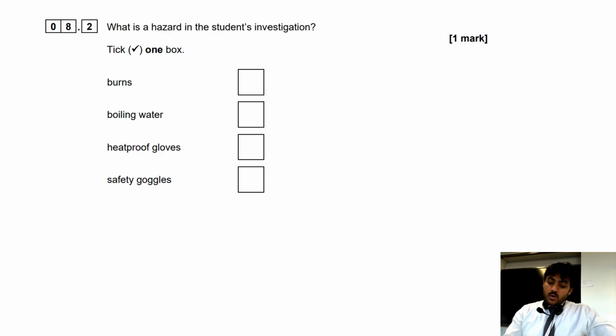Next one. What is the hazard in the student's investigation? Or hazard, what does that mean? It means something that could cause something to go wrong. Not 'summit', that's rubbish. Something that could cause something to go wrong. Now, burns is something going wrong. Boiling water could cause something to go wrong. So that is my hazard. Heat-proof gloves, that is safety equipment that I'm wearing. Safety goggles, again, safety equipment that I'm wearing. Boiling water is the hazard. If I don't take enough precaution, the boiling water could cause burns and the risk is the burn.